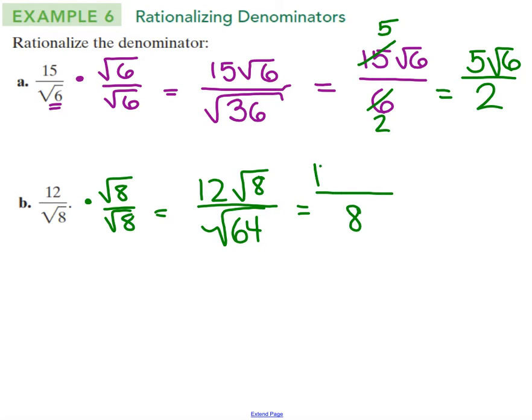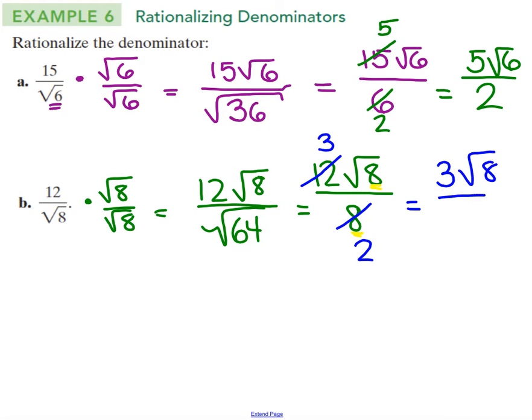Now we can leave the numerator alone, and let's see if anything reduces. Be careful. Don't reduce this square root of 8 with this 8. That's a common mistake some students make. Square root of 8 is actually a pretty small number. If you throw that in your calculator, the square root of 8 is 2.8 approximately. All right, but we can reduce these. 12 and 8 by 4. So 12 divided by 4 is 3. 8 divided by 4 is 2. So 3 square roots of 8 over 2.